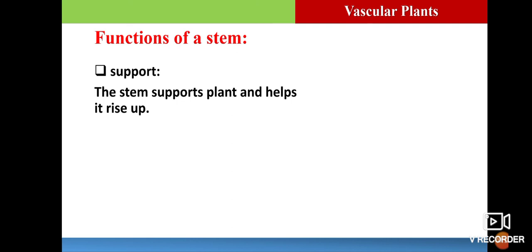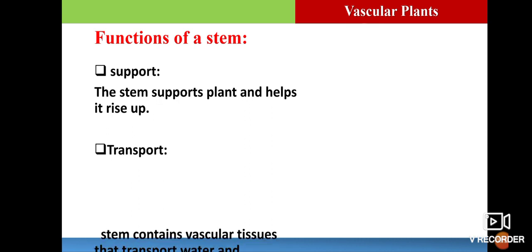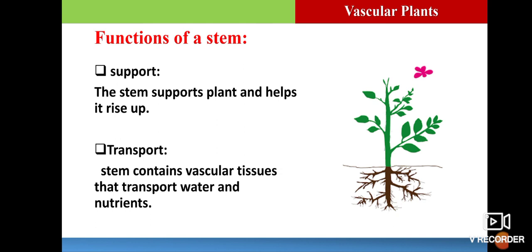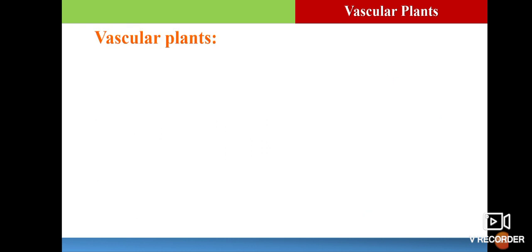Okay, so the third function is support. The stem supports the plant and helps it rise up. The fourth function is transport. So the stem contains vascular tissues that carry water and nutrients. As you see in this picture, the stem is a support for the plant. Okay, it allows it to rise up and be standing.